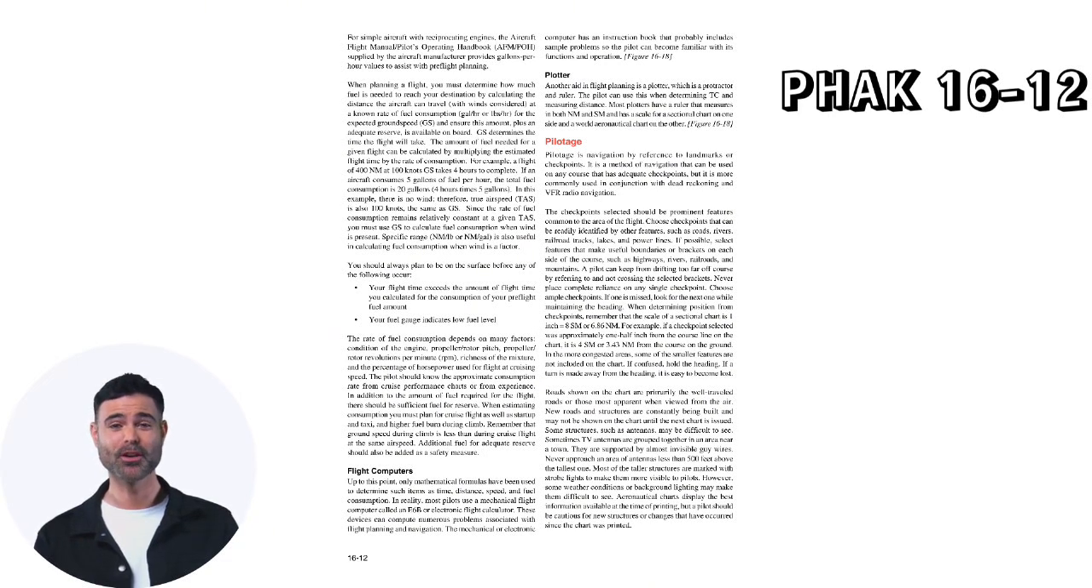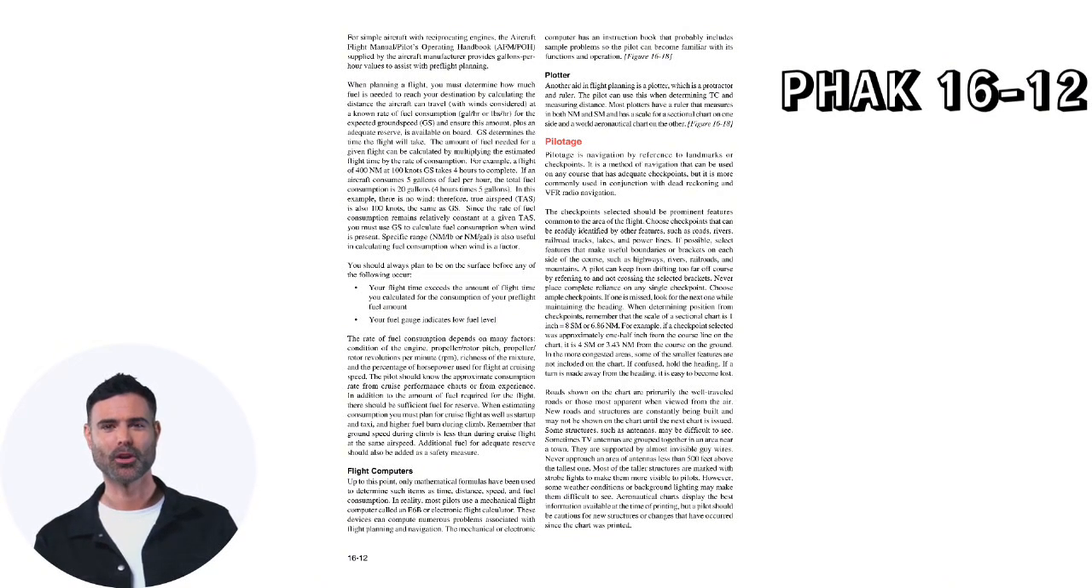Roads shown on the chart are primarily the well-traveled roads, or those most apparent when viewed from the air. New roads and structures are constantly being built and may not be shown on the chart until the next chart is issued. Some structures, such as antennas, may be difficult to see. Sometimes TV antennas are grouped together in an area near a town. They are supported by almost invisible guy wires. Never approach an area of antennas less than 500 feet above the tallest one.